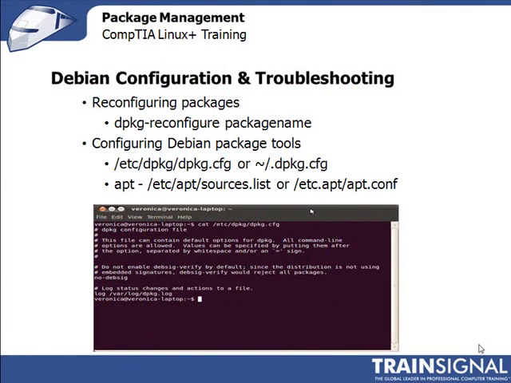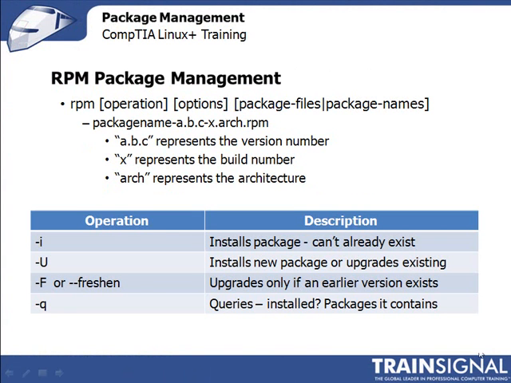Let's move on to the second package manager, RPM. RPM is the package manager for Red Hat and its derivatives like Fedora and Novell SUSE Linux. The role of the package manager on these distributions is the same as with their Debian counterparts. The naming convention for RPM packages is packagename-a.b.c-x.arch.rpm.